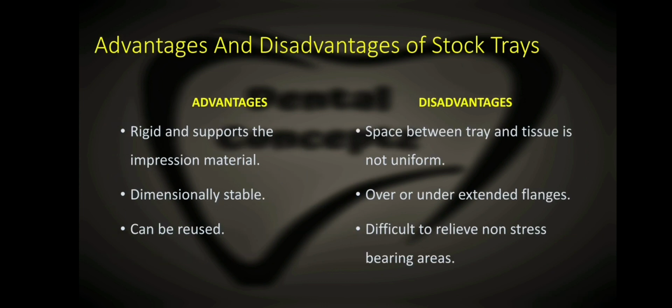What are the advantages and disadvantages of a stock tray? So a stock tray is rigid and supports the impression material. It is dimensionally stable and can be reused. The disadvantages are that the space between tray and tissue is not uniform. The flanges are over or underextended, and it is difficult to relieve the non-stress bearing areas.